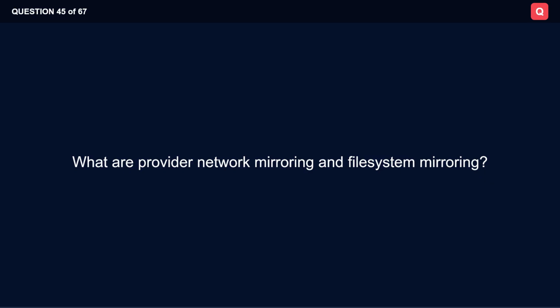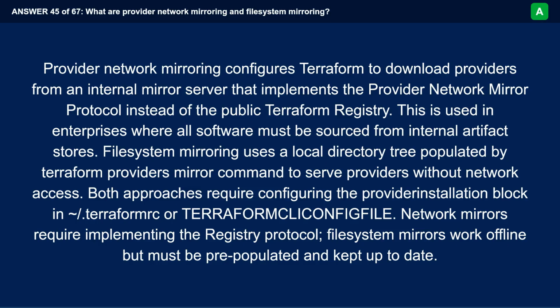What are provider network mirroring and file system mirroring? Provider network mirroring configures Terraform to download providers from an internal mirror server that implements the provider network mirror protocol instead of the public Terraform registry. This is used in enterprises where all software must be sourced from internal artifact stores. File system mirroring uses a local directory tree populated by Terraform providers mirror command to serve providers without network access.